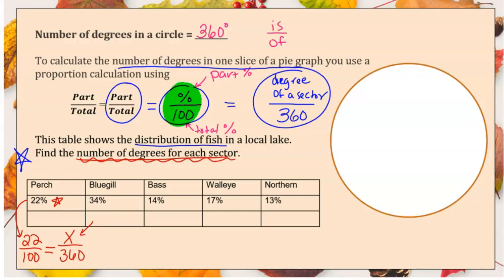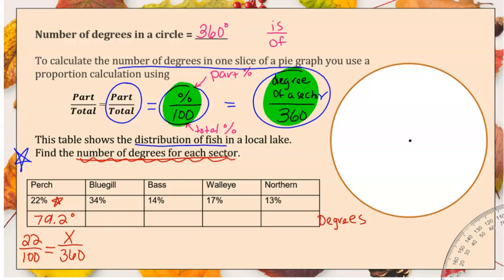So we just said that that percent out of 100 is going to be the degree of my sector over 360. Let's cross multiply. 22 times 360 is 7,920. Divide by 100 and we get 79.2. And that's not how many perch are in the lake. That's how many degrees the sector is for perch of the circle.